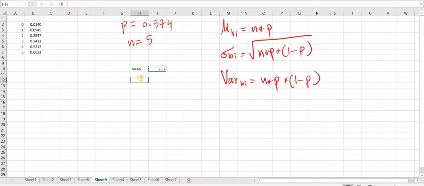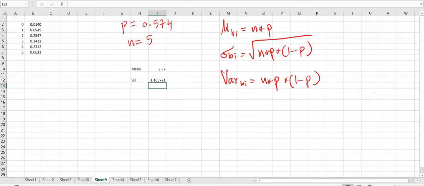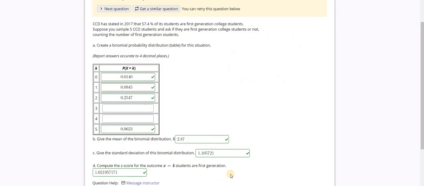The standard deviation is equal to square root of n times p, 0.574, times, open parentheses, 1 minus 0.574. And then click enter. So this is the standard deviation. I'm going to copy it and paste it right here. Now that I came up with the mean and the standard deviation, I can answer the last question.